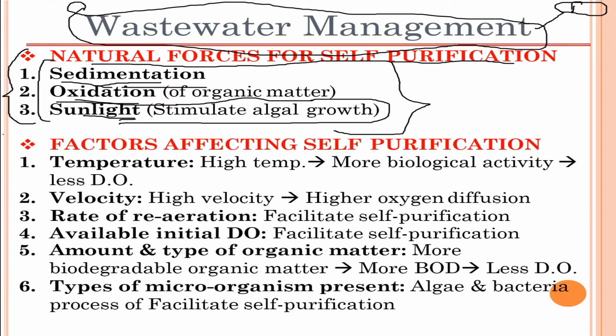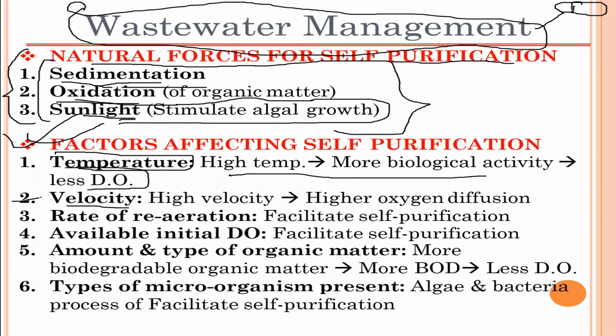So talking about some of the factors that help in self-purification. First is the temperature. The higher the temperature, the more is the biological activity and the less is the dissolved oxygen content. So higher temperature means quicker oxidation or quicker biological reaction. The second factor is velocity. The higher the velocity, the higher is the oxygen diffusion rate, and thus it improves the oxidation rate.